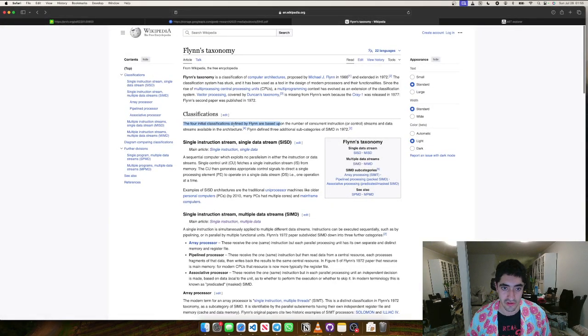The different classifications defined by Flynn are based upon the number of concurrent instruction or control streams and data streams available in the architecture. Flynn defined three additional subcategories of SIMD in 1972. Single instruction stream, single data stream.